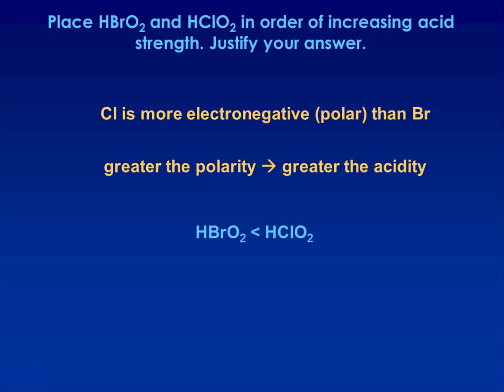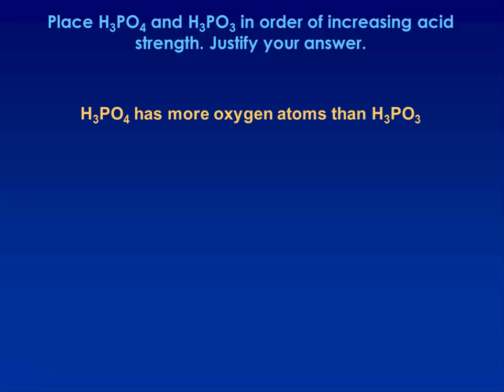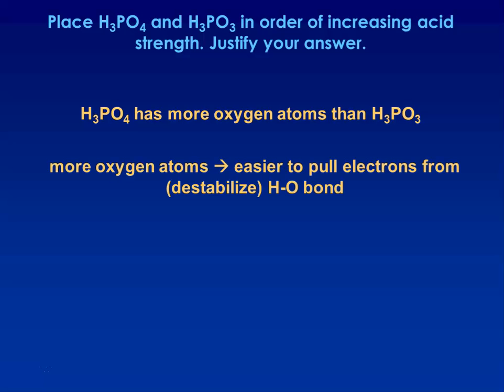You can write down as much or as little of this as you would like. Here we're looking at two oxyacids, but they're the same nonmetal bonded to the oxygens. We have a different number of oxygen atoms. The more oxygen atoms you have, the greater the polarity is placed on that HO bond, and so the easier it is to break. So H3PO4 is going to be better capable of destabilizing that HO bond by pulling the electrons more towards the side of the molecule with oxygen atoms than towards the side with the hydrogen.